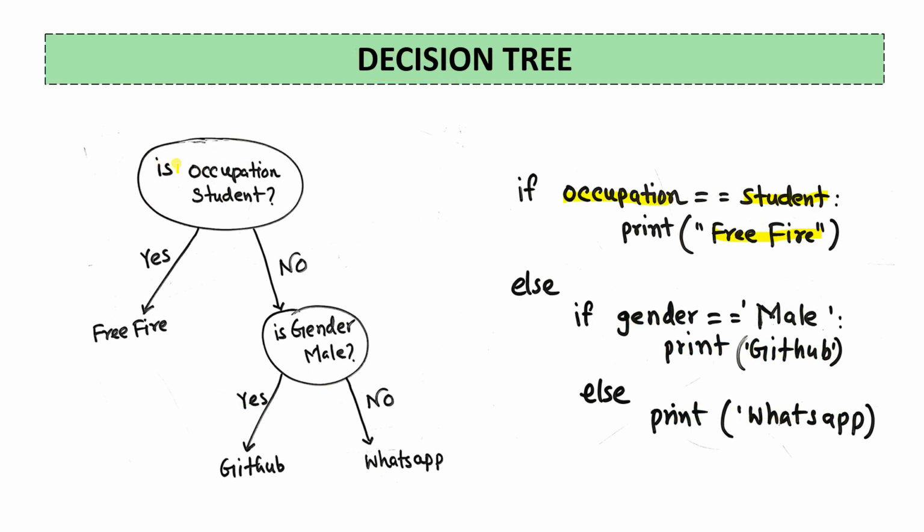What you can see here is: if the occupation is student, it will directly go to the Free Fire. If it is yes, it will directly go to the Free Fire. And if it is no, it will check for the gender. If the gender is male and it is yes, it will go to the GitHub. Otherwise, it will go to the WhatsApp. So this is how internally it will create the tree inside the decisions.